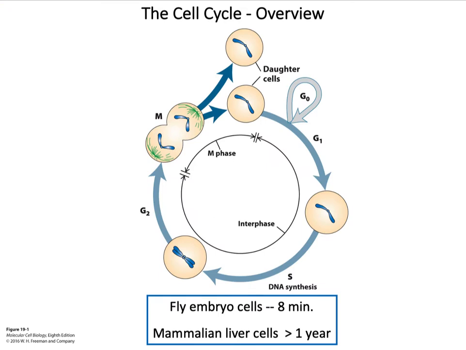Now let's talk about the cell cycle in action. The cells reproduce themselves by duplicating their content and then dividing in two. The time it takes for this to happen is known as the cell cycle, and the duration of the cell cycle differs in a cell-specific manner, so it differs from cell to cell. For example, a fly embryo cell has a cell cycle of about 8 minutes, which is very fast, whereas mammalian liver cells have a cell cycle that's greater than a year, so they don't divide very much.